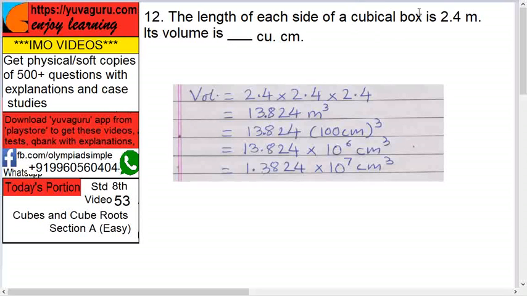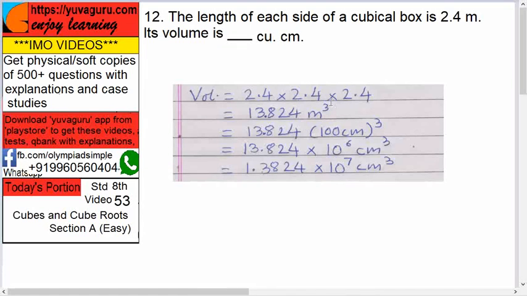Cubical box means a simple cube with equal height, breadth, and width. It means all length, breadth, and height are the same. So that is basically a cube. So what will be the volume of that? Length into breadth into height. So same, multiply it. You will get 13.824 cubic meters or meter cube.